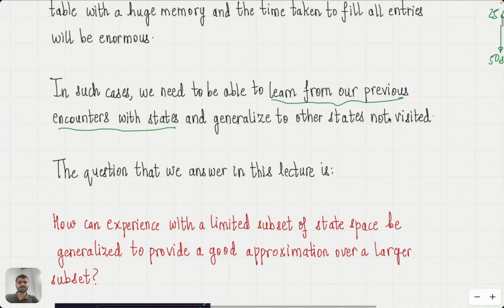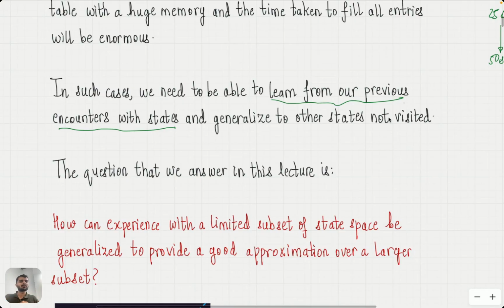We are going to understand how we can use our knowledge from a limited subset of state space and generalize to provide a good approximation over a larger subset. Now, this is a problem which is definitely something we need to solve if we want to tackle these modern problems with a huge number of state spaces, like the game of chess we saw.